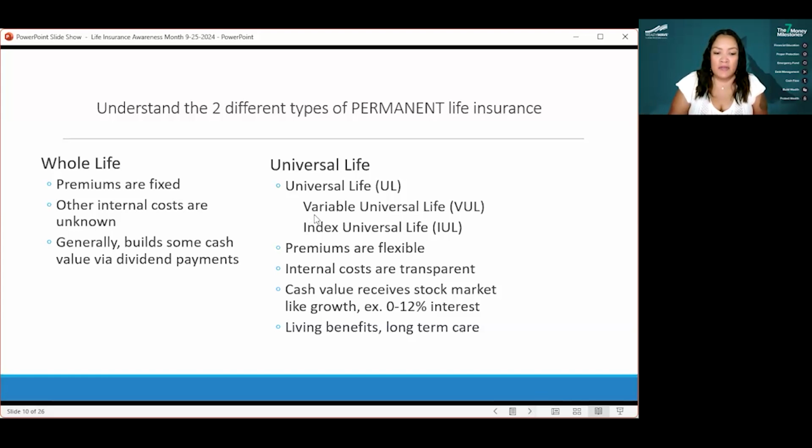Variable universal life, anytime you see that word variable, there are variable annuities and other variable things, but usually when you see that word variable, it means that it's tied to the stock market. So your cash inside of a variable universal life policy is growing because of sub accounts that are invested in the stock market. So they go up and down with the market. If the market's up, great, your sub accounts are up. If the market is down, you can lose money. So that's the only caveat about that.